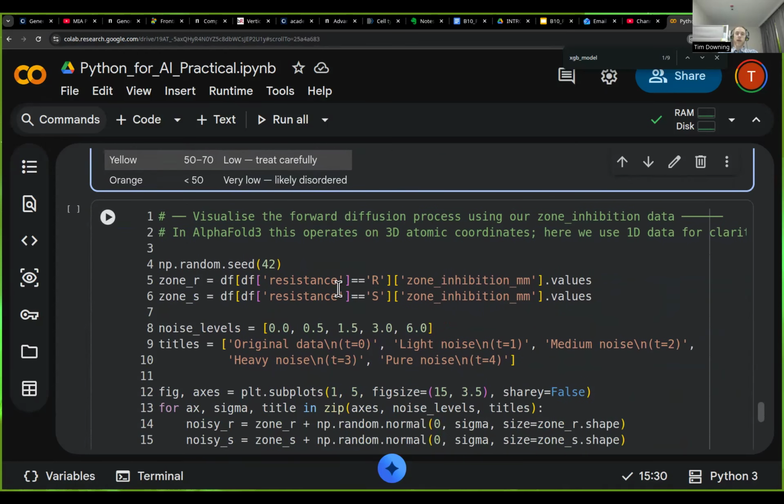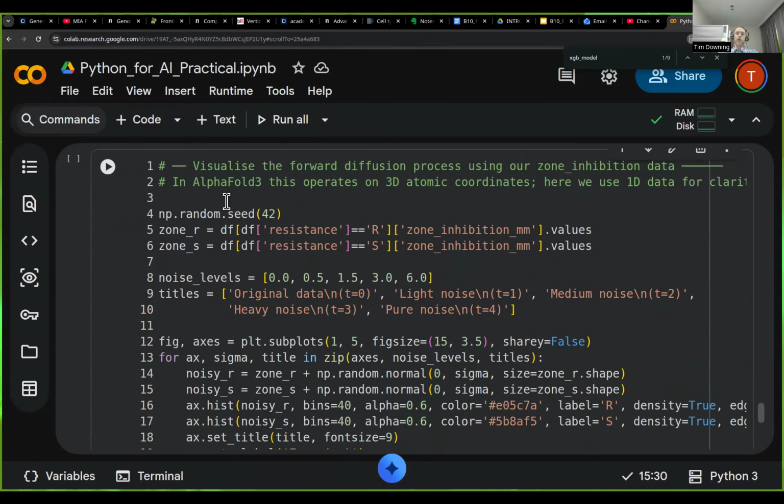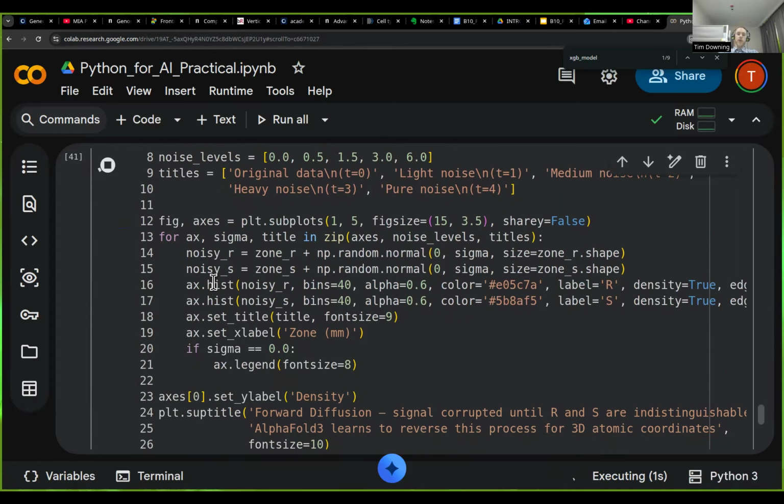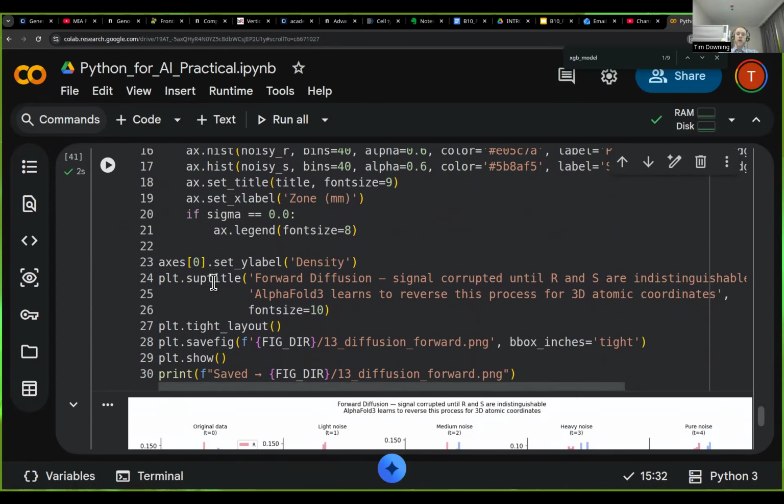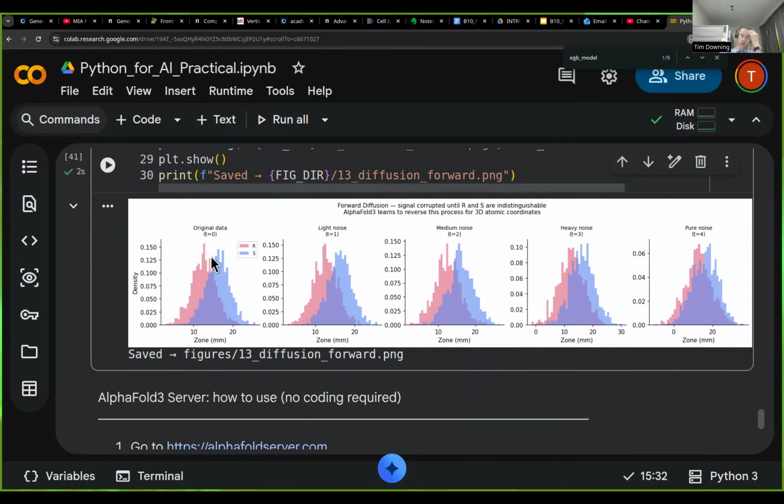So what we're doing here is taking our resistance data for zone of inhibition, and we're looking at the level of accuracy. What we see there is that you have the original data distributed here. If we add light noise, we can see the separation between the two groups, and as we add more noise, we can see that they become more mixed.